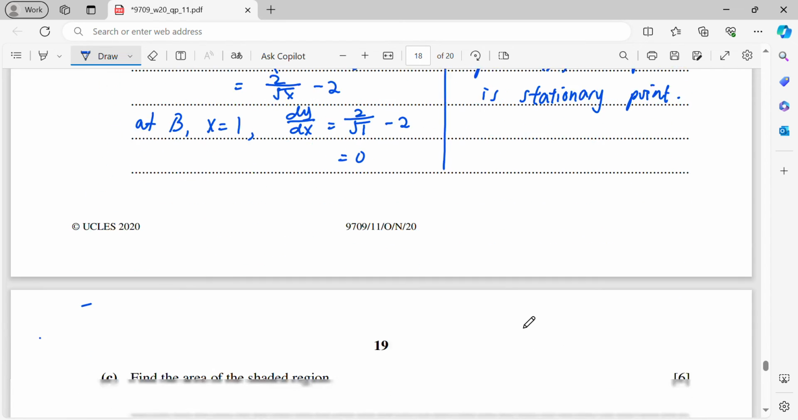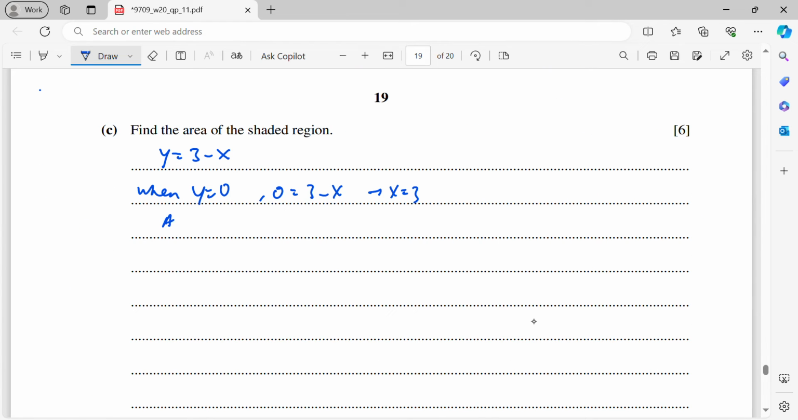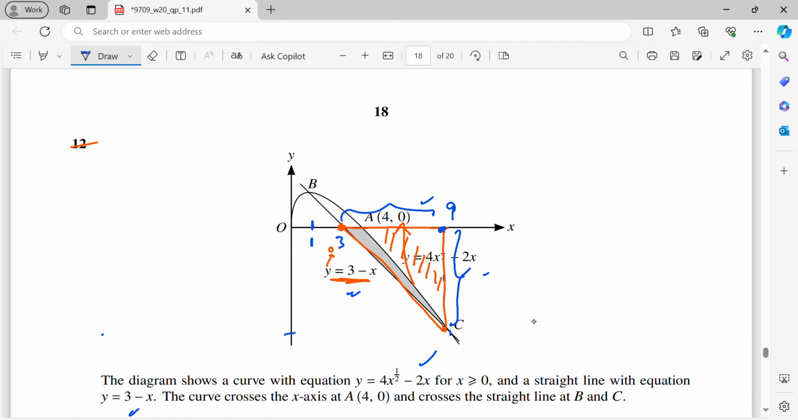Right? So here at C, y equals 3 minus x. That means x equals 9. So your y is 3 minus 9, which is minus 6. So here I know that this is minus 6. That means the length here is 6.